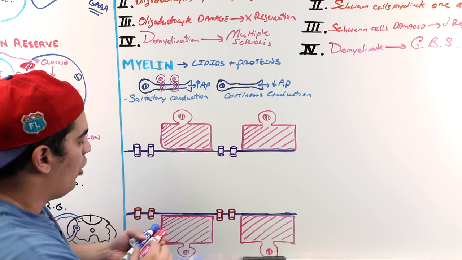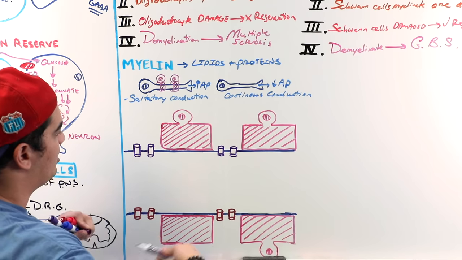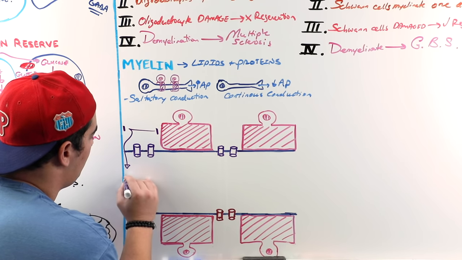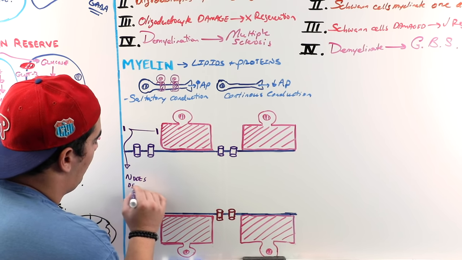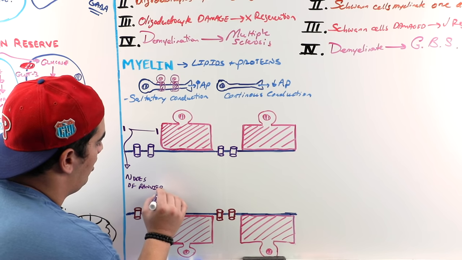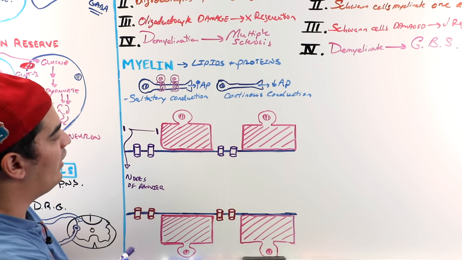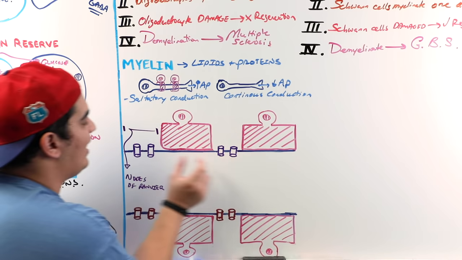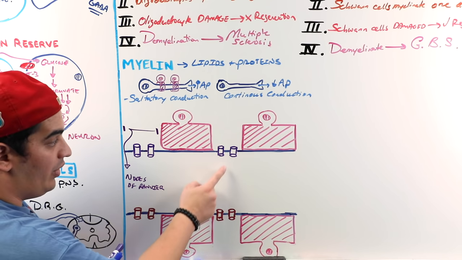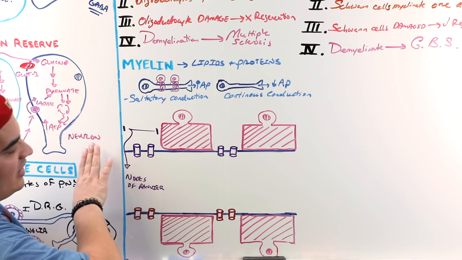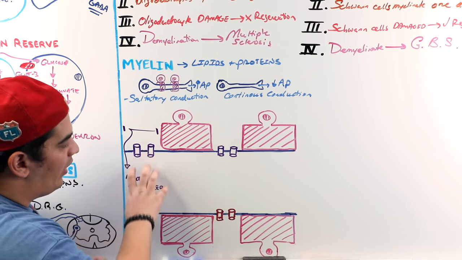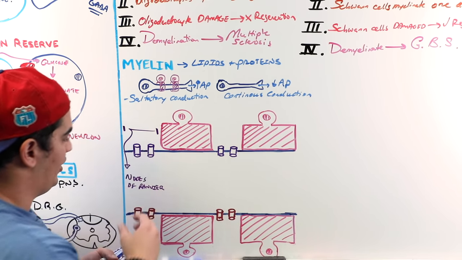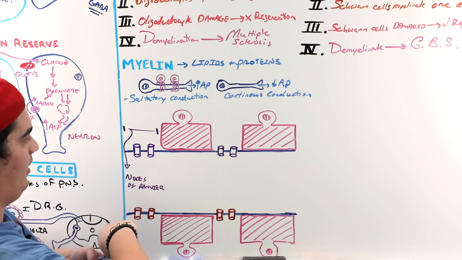These little spaces here are called the nodes of Ranvier. So what is this little space called if we were to highlight it? This space here is actually called the nodes of Ranvier. And what's important about these nodes of Ranvier is that each of them is highly concentrated with voltage-gated ion channels. What kind? Sodium and potassium. So let's say that at this point here, this area of the axon has been stimulated. It's reached its threshold potential or voltage, and these voltage-gated sodium channels are activated.